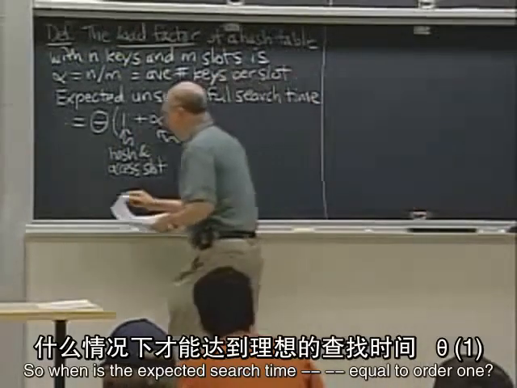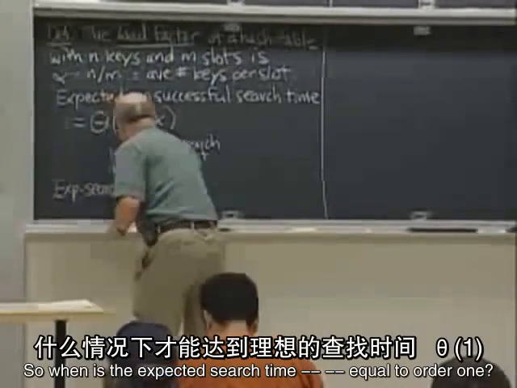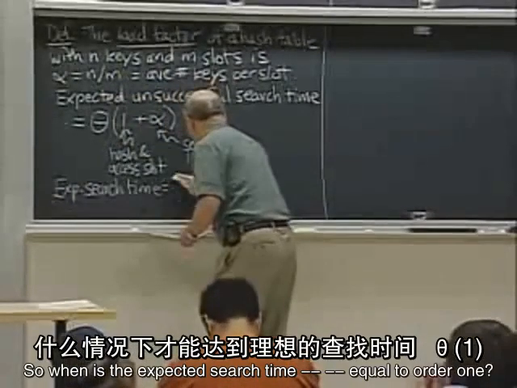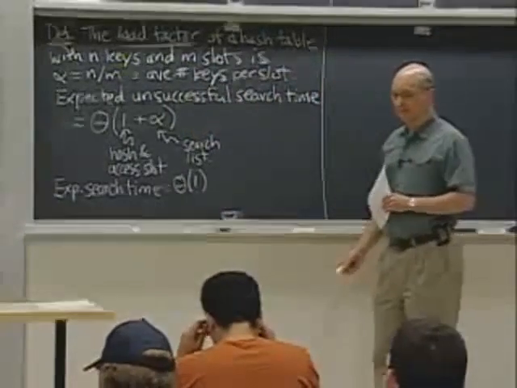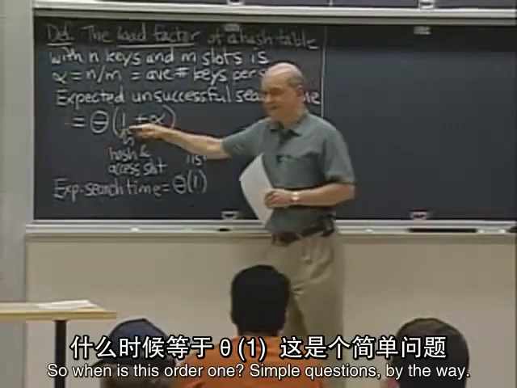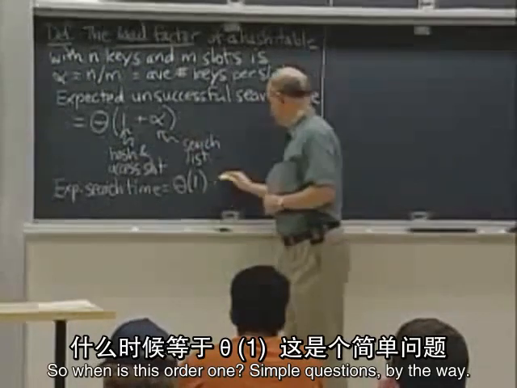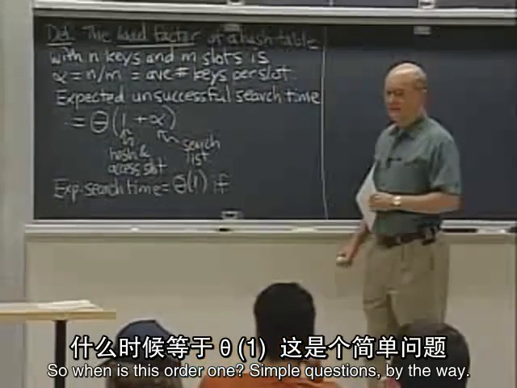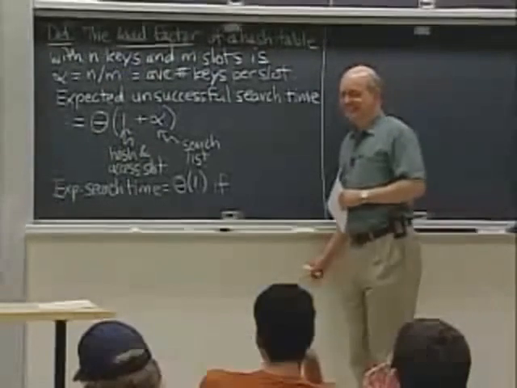So when is the expected search time equal to order 1? So when is this order 1? Simple questions, by the way. I only ask simple questions. Sometimes I ask hard questions.